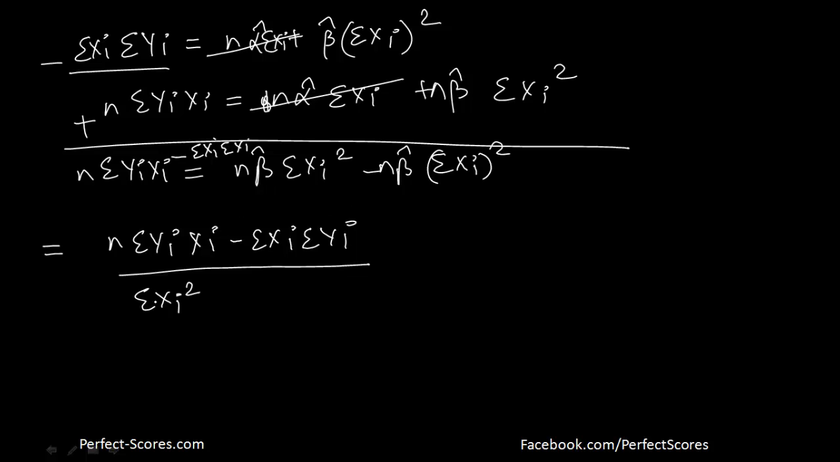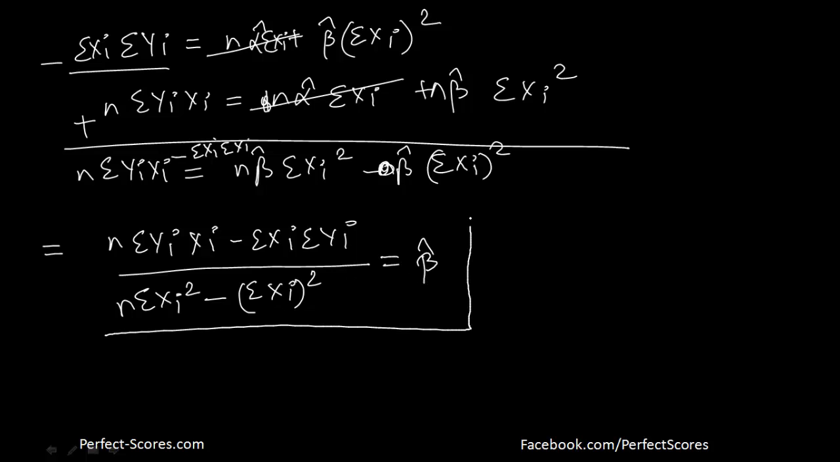It's summation of n into xi square, this n is not here, minus summation of xi whole square, right? So this is what I have, that is n into summation of xi yi minus summation of xi summation of yi, into n into summation of x square minus summation of xi whole square. So that is equal to beta hat. Let me park this there as well.